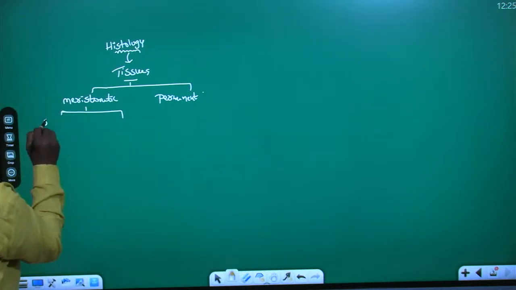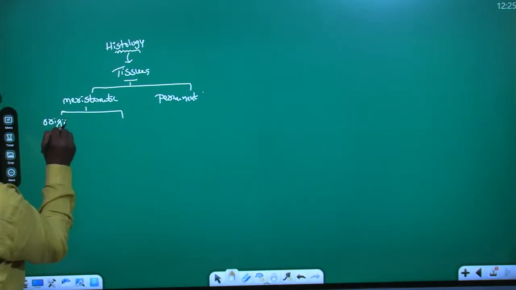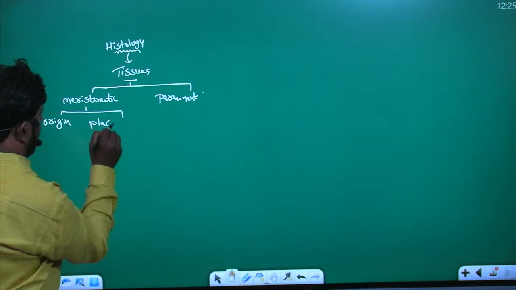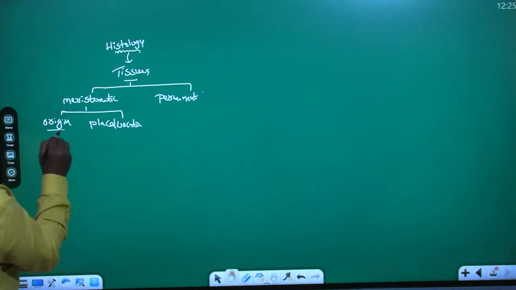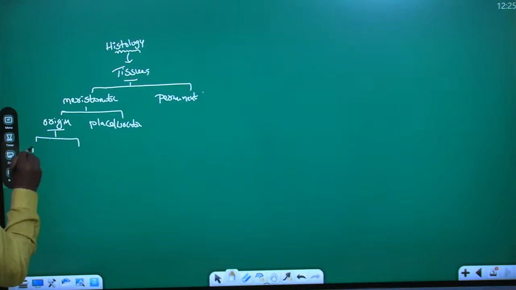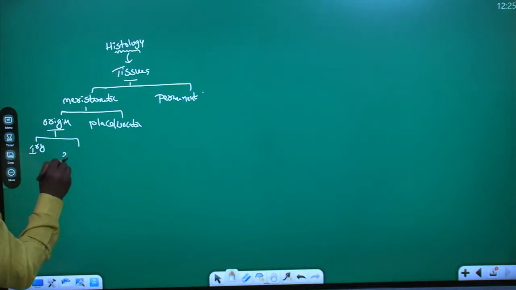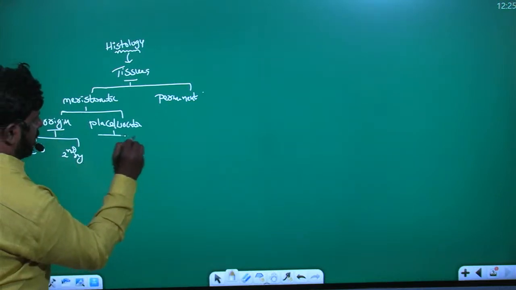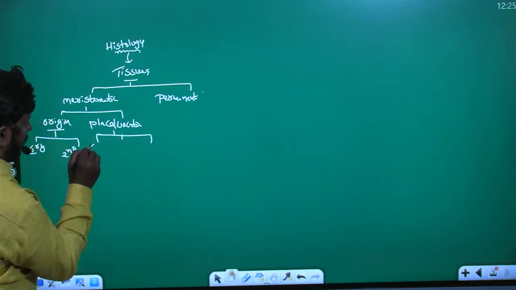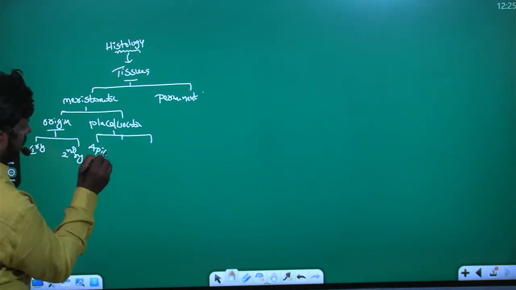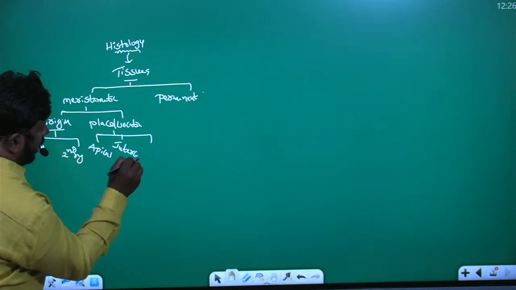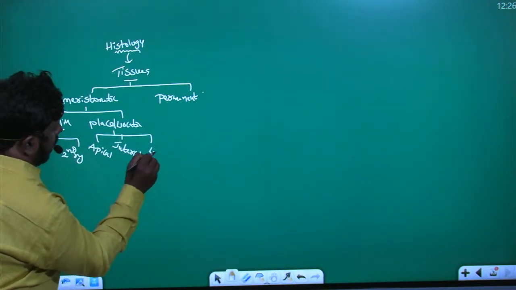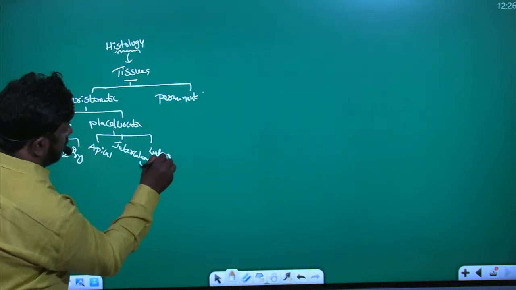Meristematic tissues are classified into different types on the basis of origin and place, that is, location. On the basis of origin, two types: primary meristematic tissues and secondary meristematic tissues. On the basis of place and location, three types: apical, next intercalary, and the last one lateral.